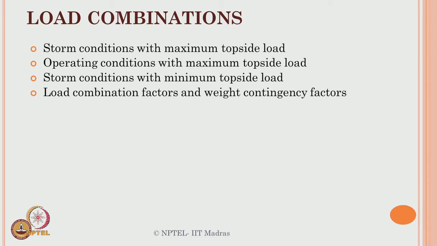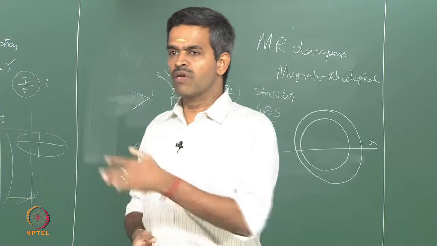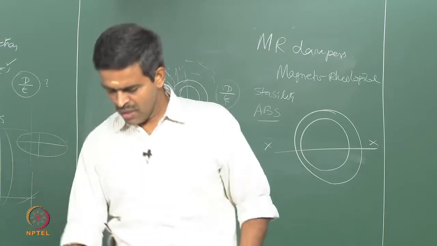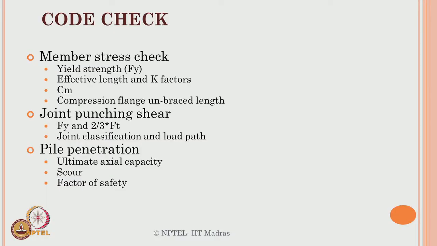There are different load combinations people use to design the system for. Storm conditions with maximum topside load, that is one worst combination. The other combination can be operating condition with maximum topside load. Third could be storm condition with minimum topside load, and fourth can be load combination factors and weight contingency effects on the given system. These are different combinations apart from dead load, live load, wind load combinations etc., which were categorically discussed and abbreviated in the previous module lectures.